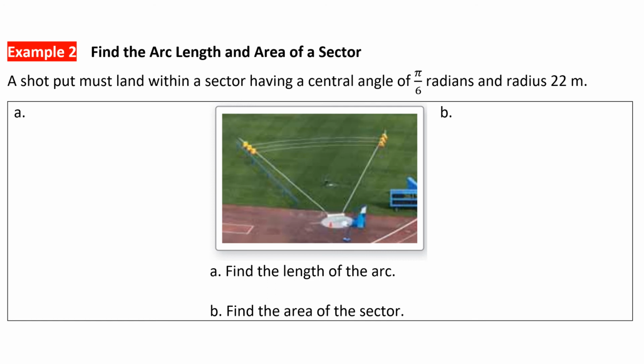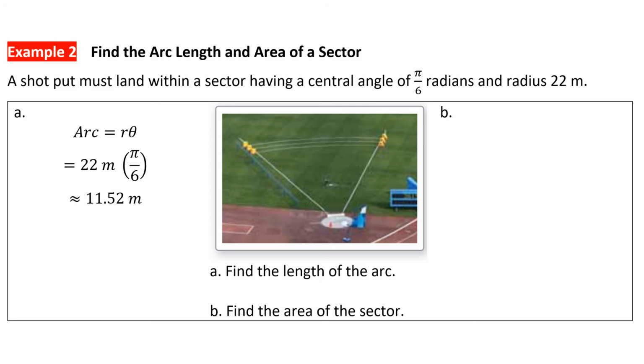Well, in this example, they've gone out a radius of 22 meters, and they've set the angle at pi over 6. So the question is, how long is that arc length, and also, what's the area of that sector? Given the fact that we have an angle in radian measure, we can use that simplified formula. It's just simply the radius times the angle, 22 meters times pi over 6. That estimates out to being about 11.52 meters long.